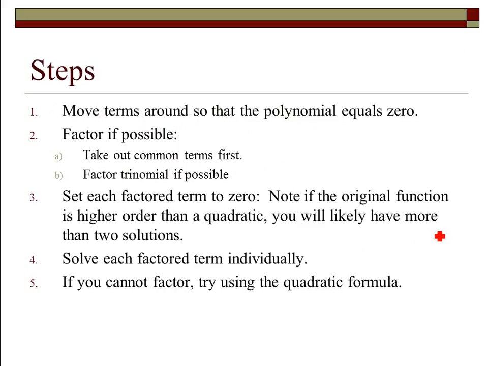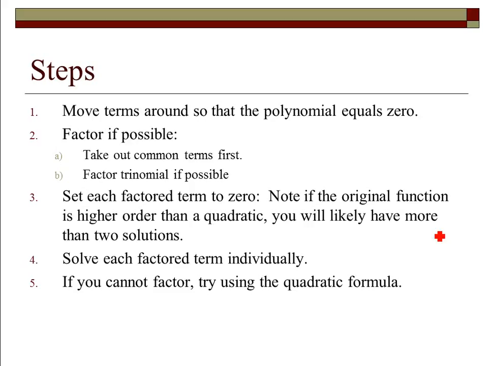You need to move terms around so that you get the equation equal to zero. And then you're going to factor if possible. If you can't factor, then you're going to have to use the quadratic formula or some other technique. So when you're factoring, first look for common terms, and then typically you'll get left with a trinomial or a binomial, something that you can factor in some other way. Then after you've factored it, you're going to set each of the factors equal to zero.